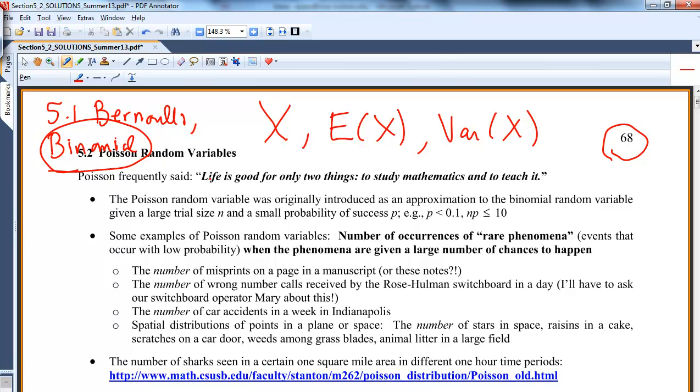So Poisson has a story too, and what we've been doing in chapter 5 is making the stories for some of the most common random variables, and that brings us to Poisson. Poisson is a person. Actually, he was French, and that's not surprising. He's known for saying life is good for only 2 things: to study math and to teach it, which I have to agree with him on that one.